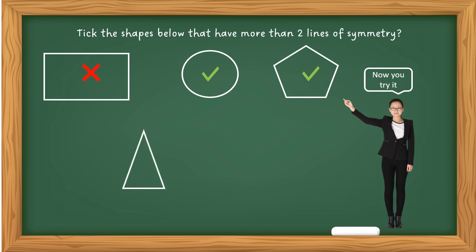What about this shape here? Does that have more than 2 lines of symmetry? Nope. Let's try the last shape here. Does this have more than 2 lines of symmetry? How did you do? Yeah, definitely. So if you got these in your answers, well done.